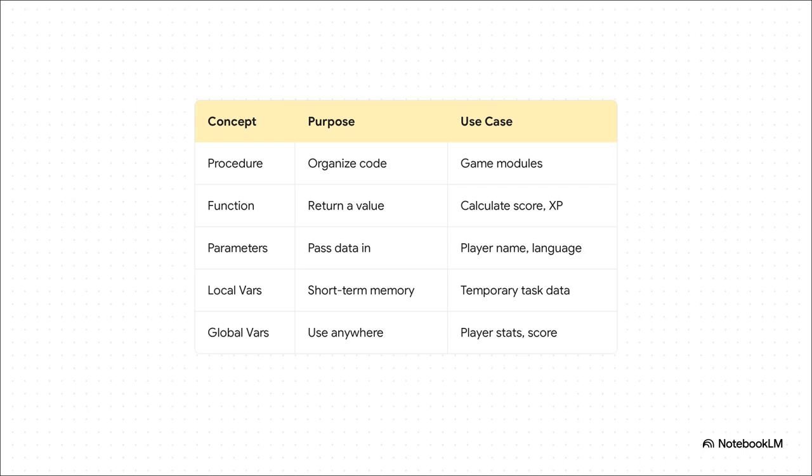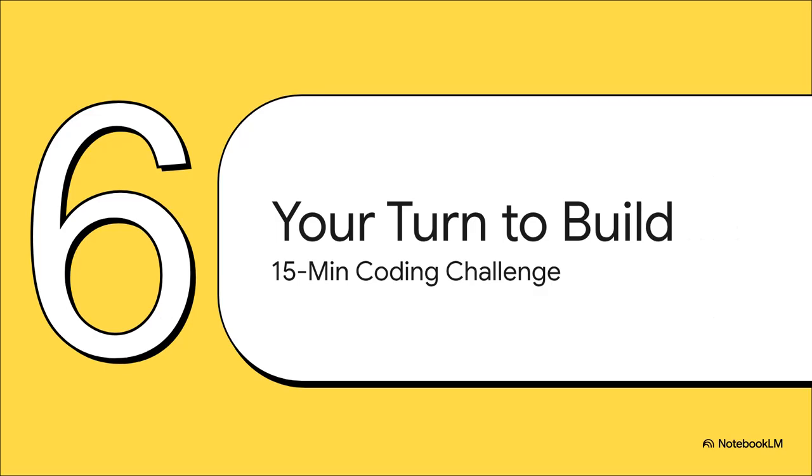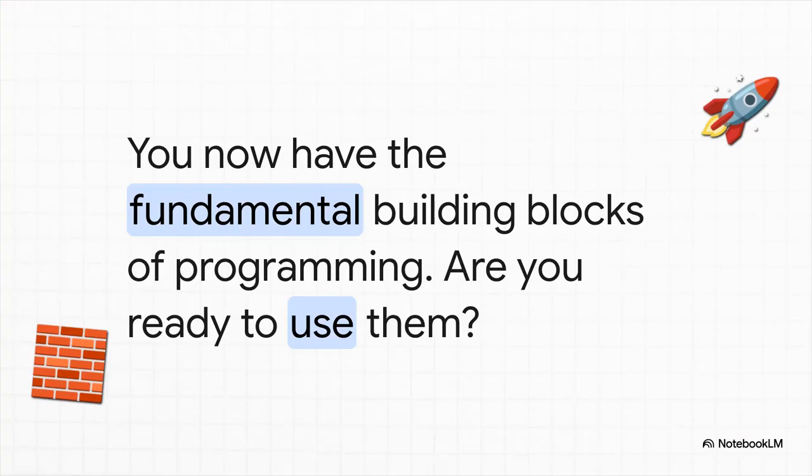And finally, you have our memory system, local variables for that short-term single-task memory, and global variables for the important stuff needed everywhere. That's your core toolkit. All right, knowledge is one thing, but actually applying it is where the fun really begins. So we're going to end this explainer with a little challenge for you. You now actually understand the basic logic that powers so much of the software you use every single day.